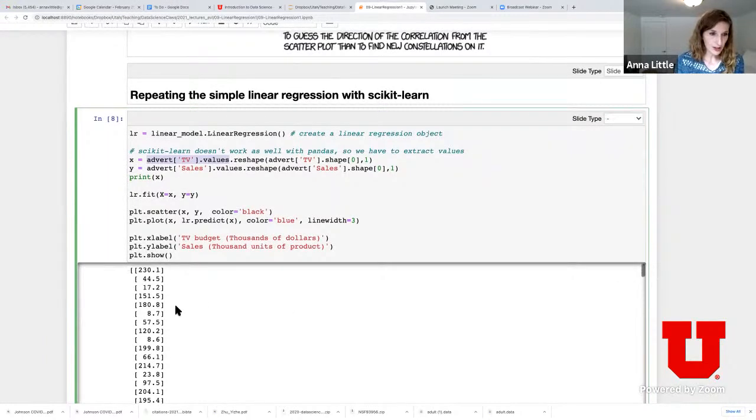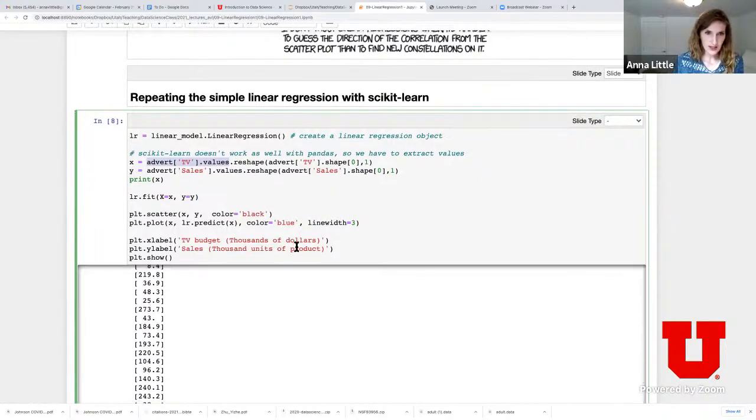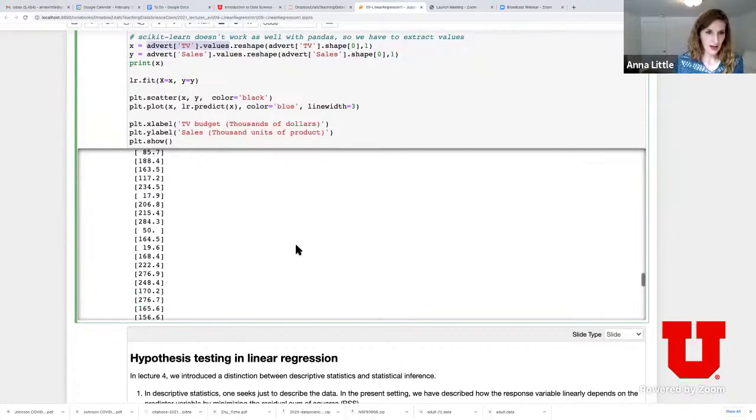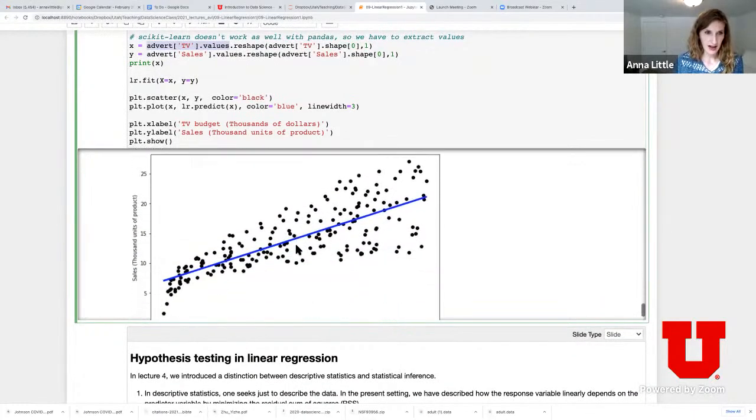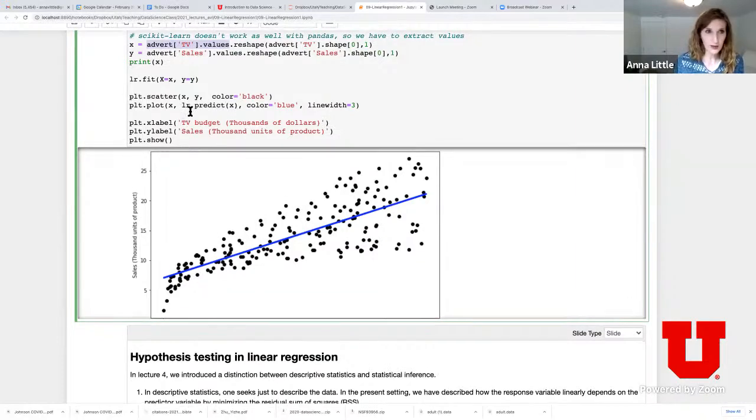The input should look like this kind of array. This is a NumPy array, which it requires as the input. And then once again, we make our scatter plot, and we get the same picture here. And again, the predicted values are stored in lr.predict, just like what we did with statsmodels.